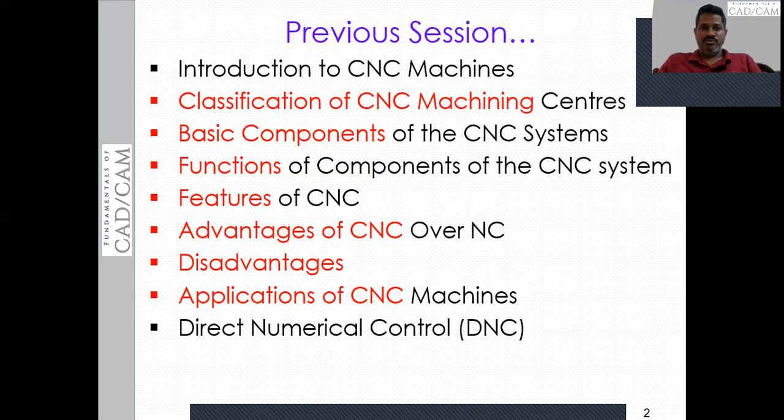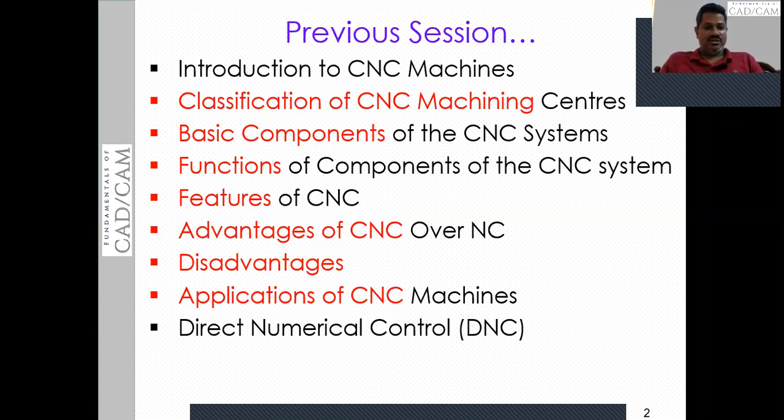Let me move further. So in the last session, we have seen the CNC missions. Then we classified different types of CNC machining centers. Then we discussed the basic components of CNC systems. Later we discussed the functions of each component of the CNC system. Then we discussed the features of CNC, the advantages, disadvantages, and applications. Finally, we have seen a glimpse of the DNC system.